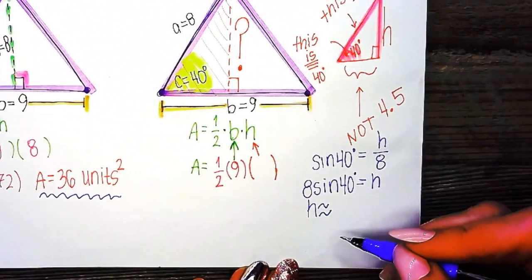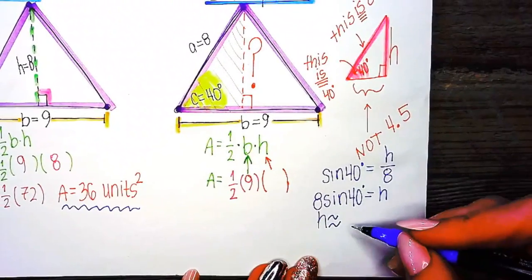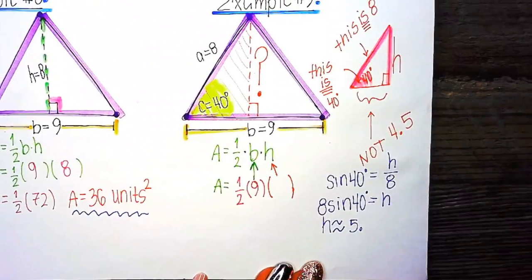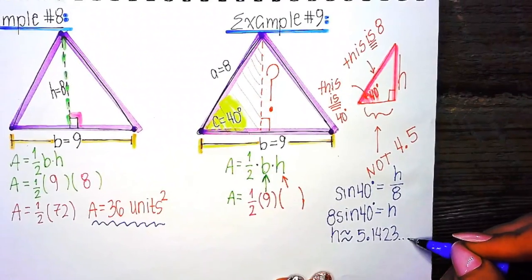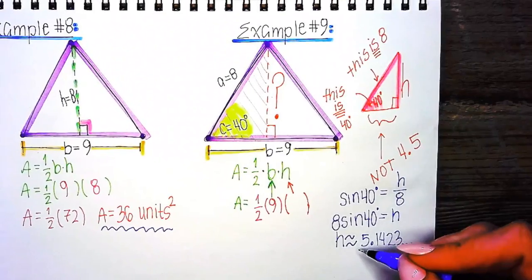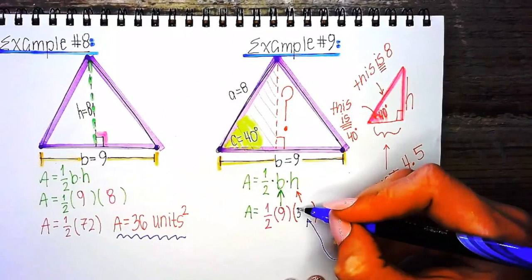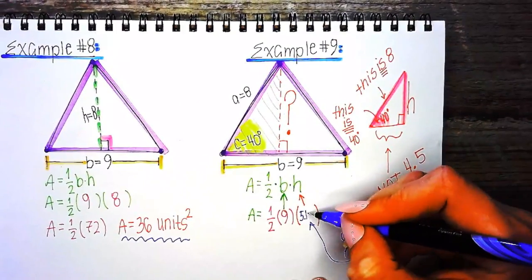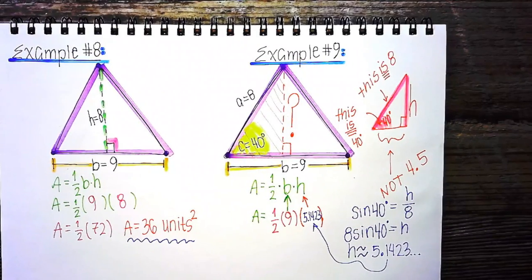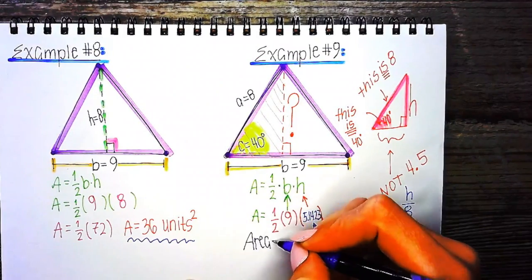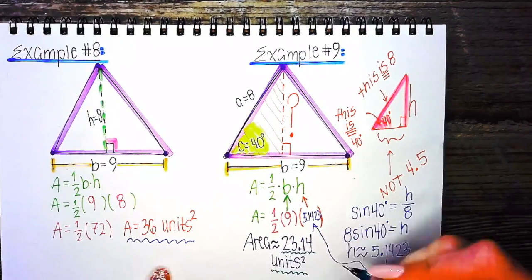We don't know the sine of 40 degrees off the top of our head, so we're going to use a calculator. When we use a calculator, we find that the height is approximately 5.1423, and so on. We can use this value in our traditional equation of area equals 1/2 base times height. While this is completely acceptable and appropriate, using this method to find our area every single time could prove to be a little bit time-consuming.